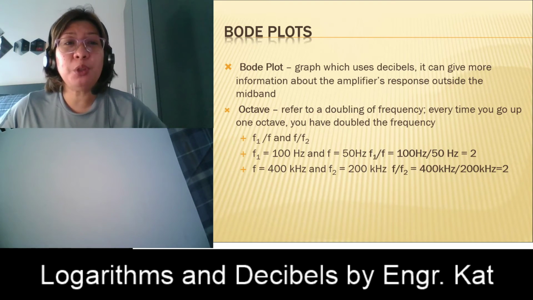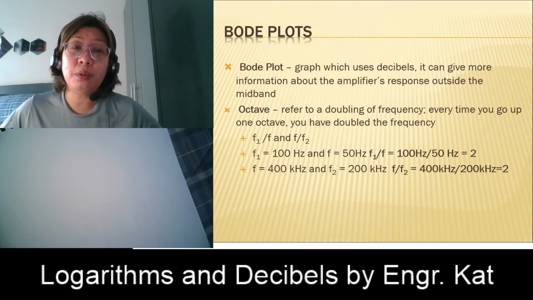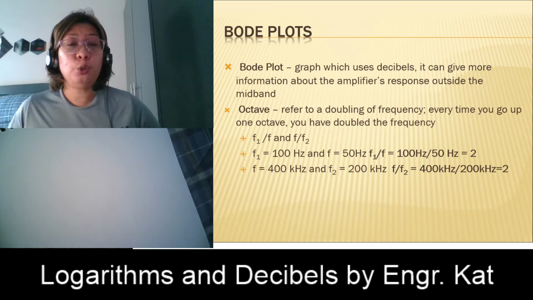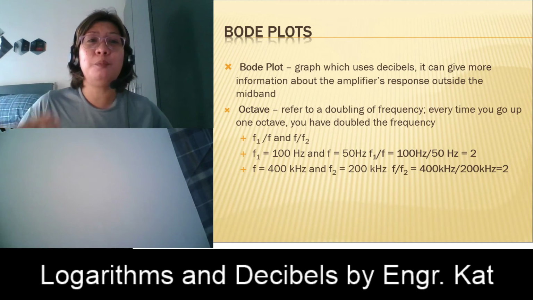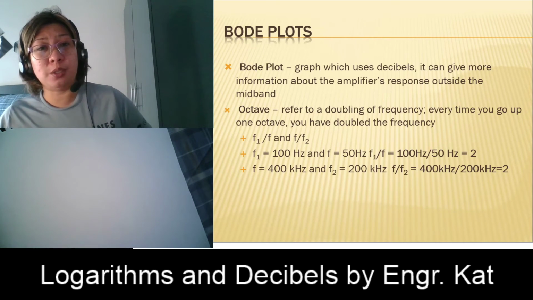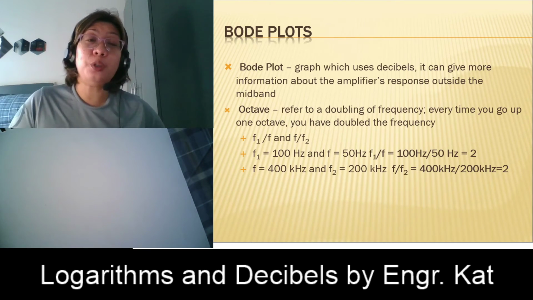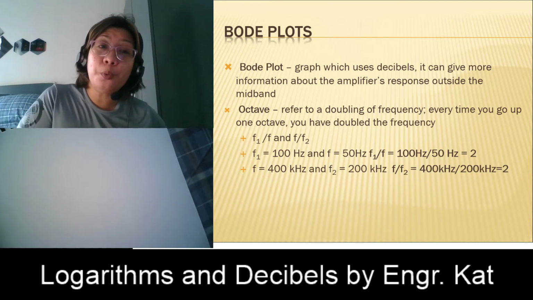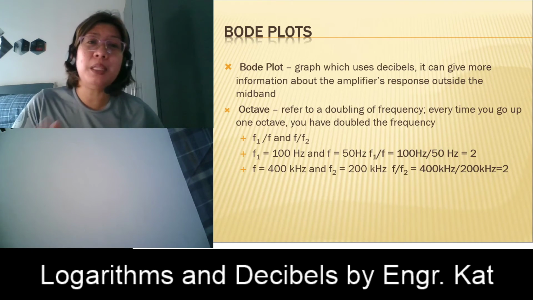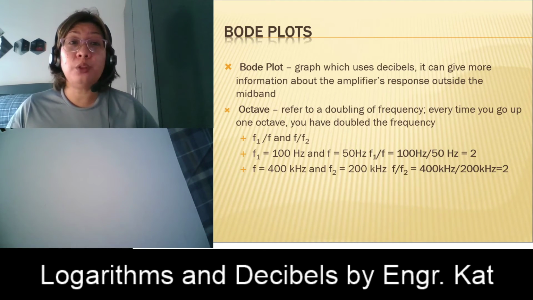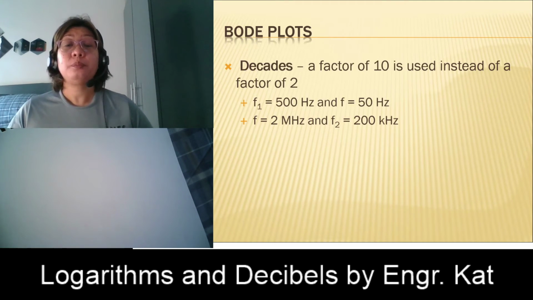Okay, so every time you double your frequency, we say we increase 1 octave, 2 octaves. So that means you have multiplied by 2 two times, so 2 octaves. Or you have lessened by 2 octaves, so that means you have 2 octaves lower or 1 octave lower. So that term is called octave.